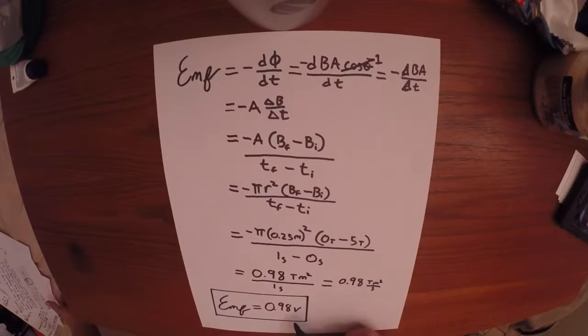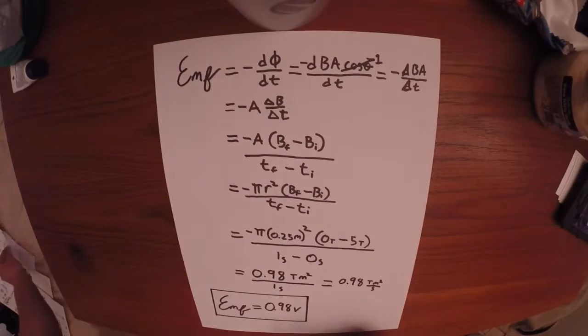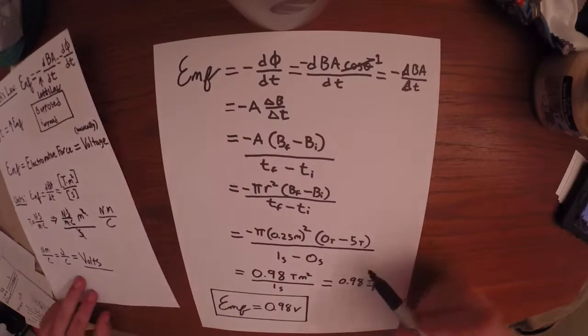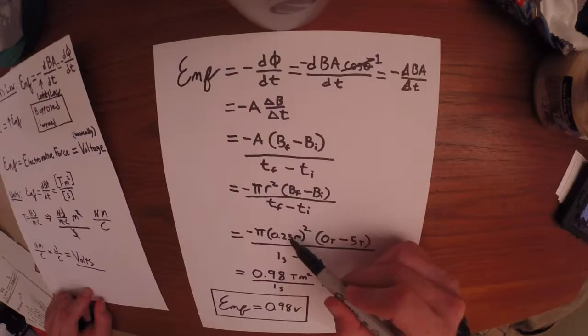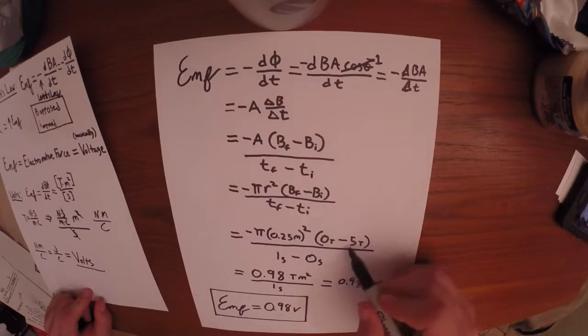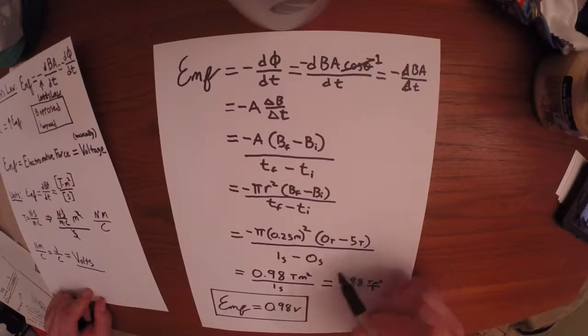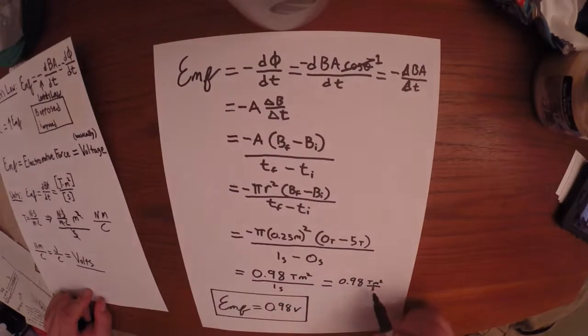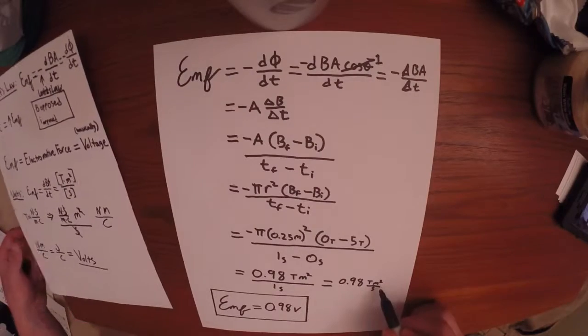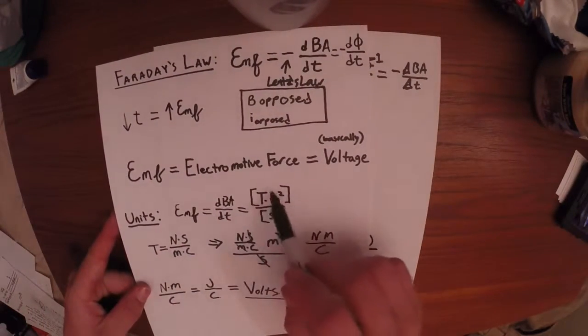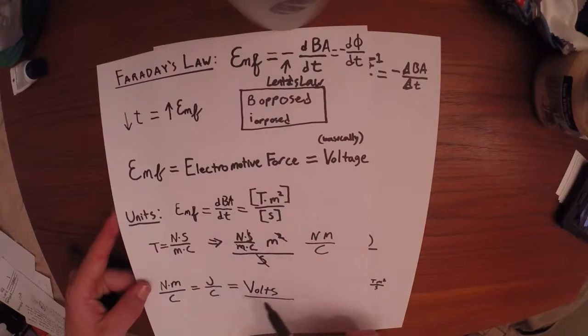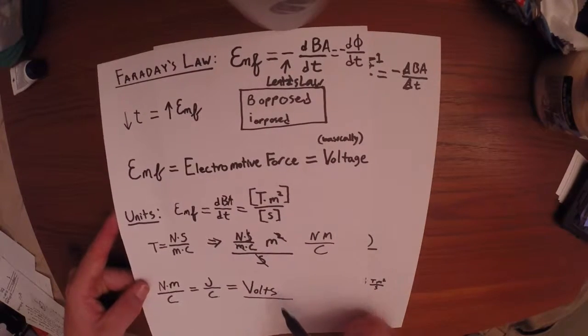Make sure that we have volts. We can double check with the units again, and we find that we ended up with meters squared, and then your teslas over seconds, which is teslas meters squared per second, and we know from this equation, this ratio that we went over, does in fact equal volts.